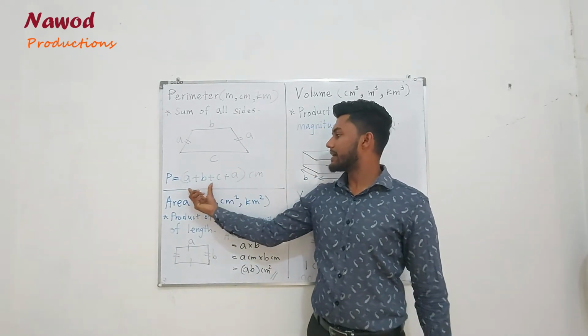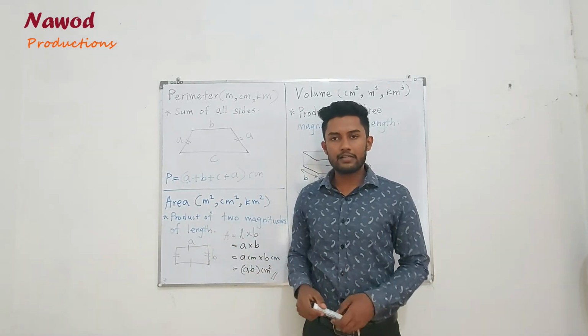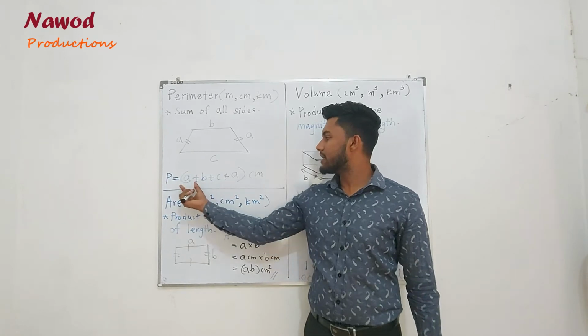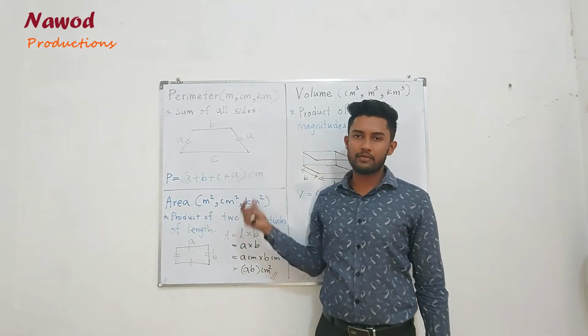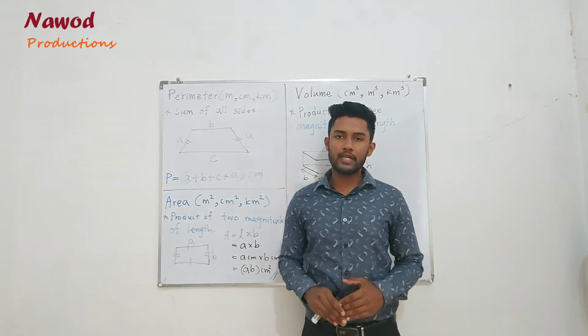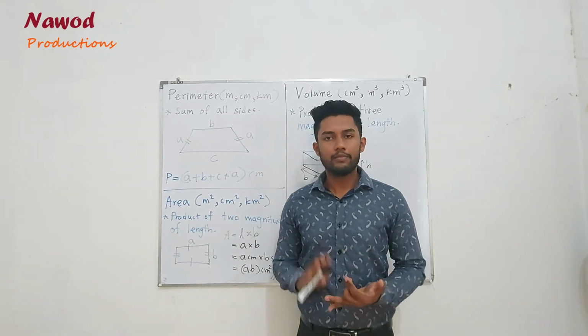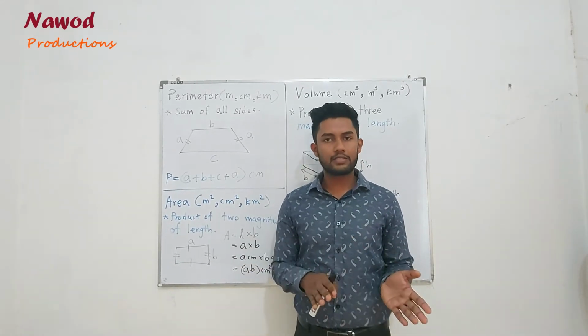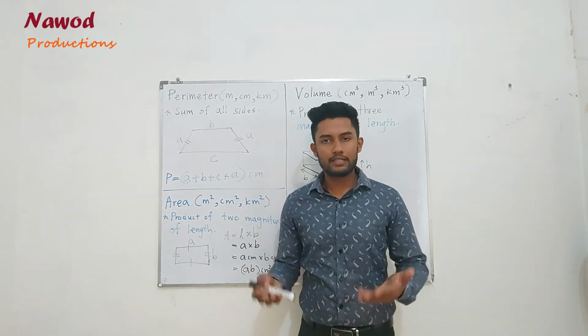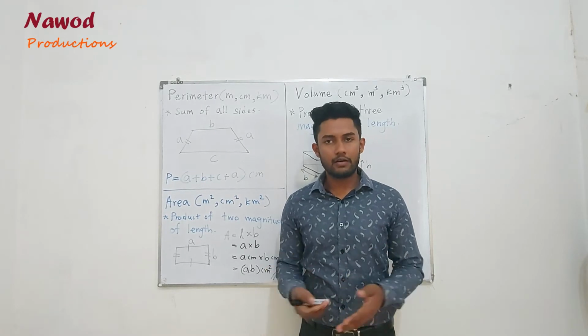Moreover, we can solve these algebraic terms like perimeter equals 2A plus B plus C centimeters. The unit normally comes as centimeters, meters or else kilometers. If there are two units, we want to convert them into the same unit and solve the questions.